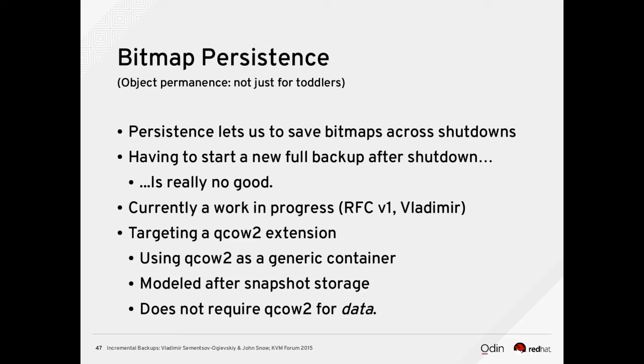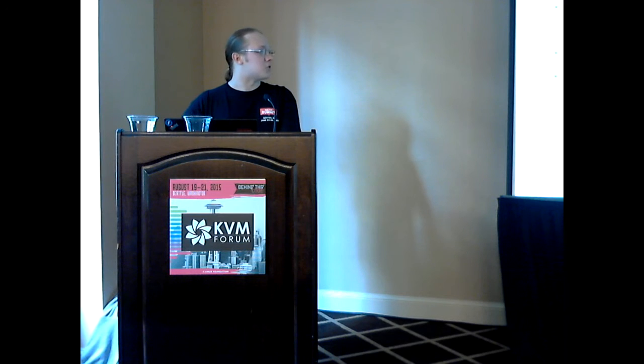So, persistence. Persistence is the good one that everybody's curious about. We can save bitmaps across shutdowns, because without that, it would be kind of not much of a solution at all. It's a work in progress right now. We're targeting a QCOW2 extension for saving the bitmaps. We are going to be using it hopefully as a generic container, which is modeled kind of after how snapshots are stored. But we don't require that you use QCOW2 for the data, for the backups, for the drive. We just want to use it almost like a zip or a tar file for containing our bitmap data.